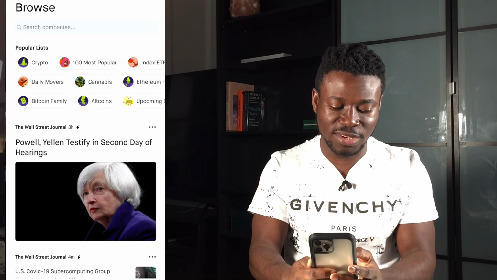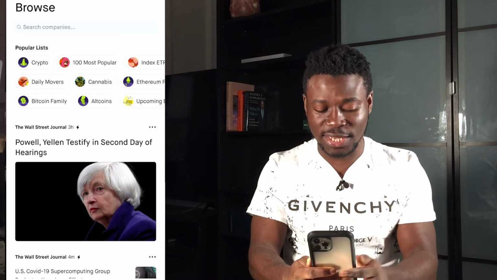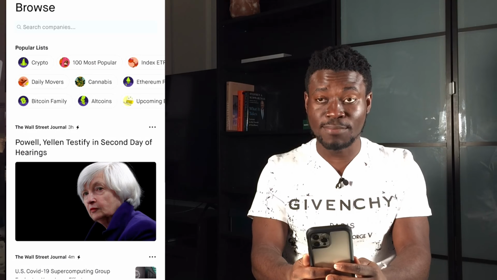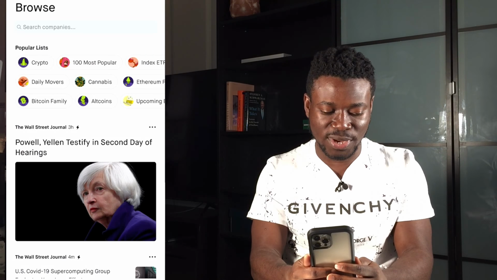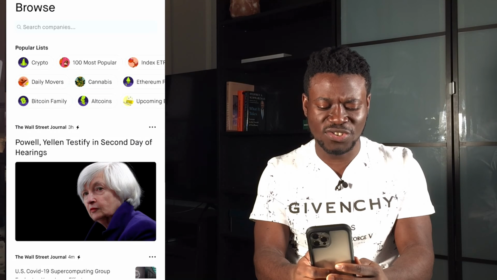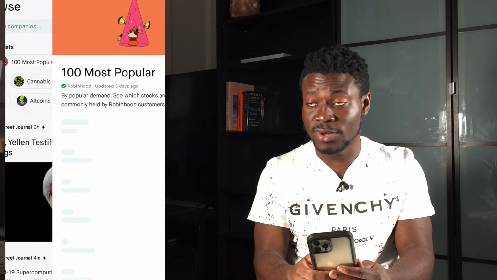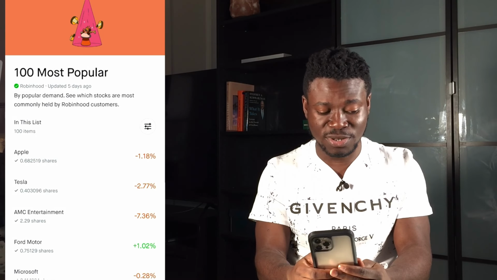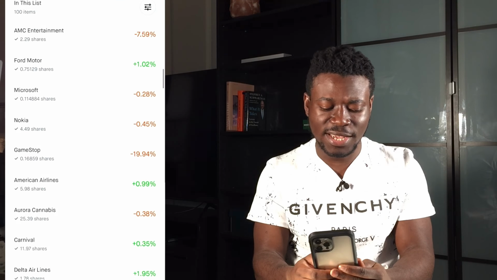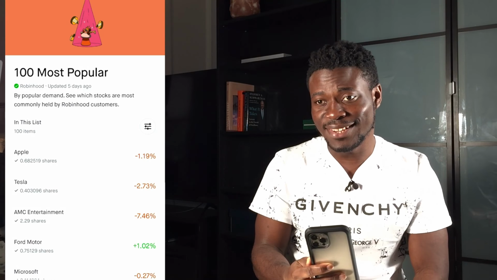I mean, people just like it because now, even without you knowing anything, you can see from your screen that there is this already made list by Robinhood. So it has crypto, daily movers, 100 most popular, just so many different lists. So if I click on 100 most popular, these are the 100 most popular stocks on Robinhood. There is Apple, Tesla, and AMC, stuff like that. So you can just click any of the stocks here and buy them easily.